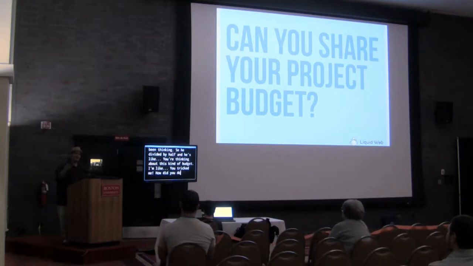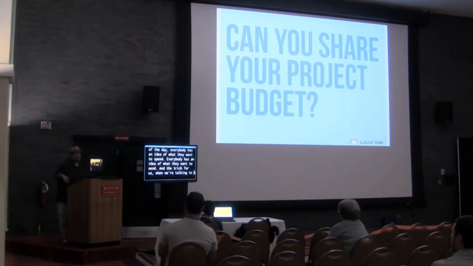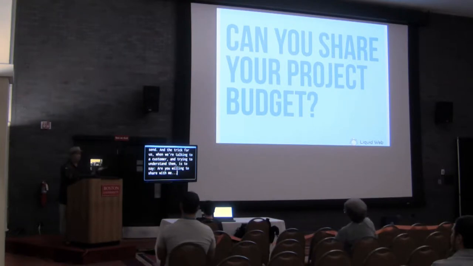But he was like, look, at the end of the day, everybody has an idea of what they want to spend, right? And the trick for us when we're talking to a customer and trying to understand that is to say, are you willing to share with me, ballpark, where are you at? We've done projects at 5,000, or if you're in the 25 to 50 range, 50,000, wherever you are, we've done projects at this level and this level. I just want to understand where you're sitting, right? But ask. Some people say, oh, they'll never tell me. Well, you won't know unless you ask. So ask about the budget.